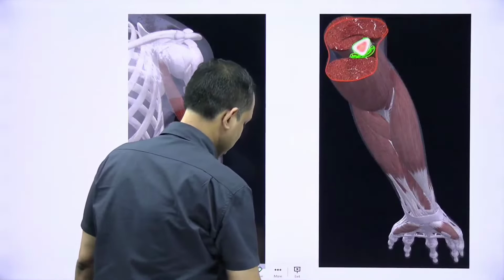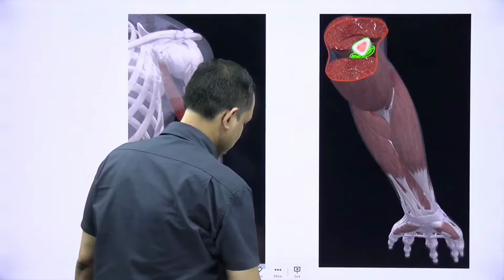First is coracobrachialis. There are two words in this muscle, coraco and brachialis. Coraco indicates its origin. It comes from the coracoid process of the scapula. The important concept about this muscle is that it morphologically represents the medial compartment of the arm.